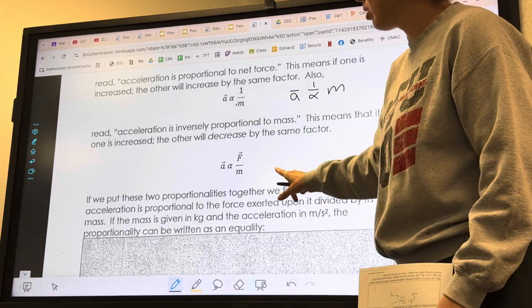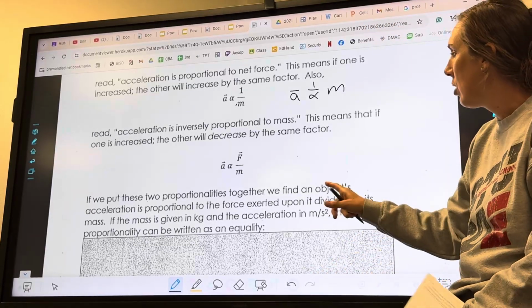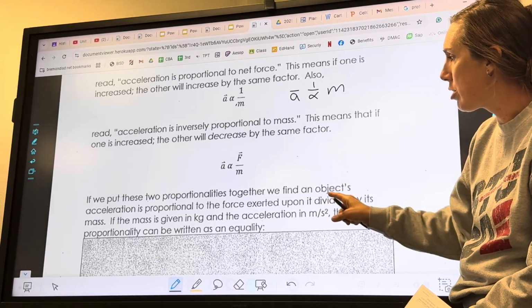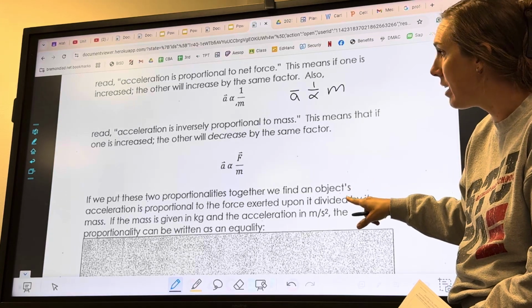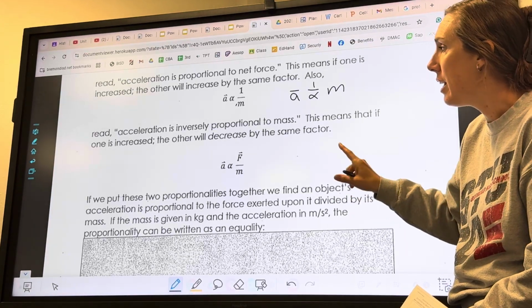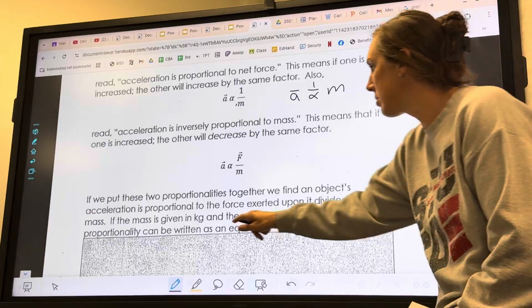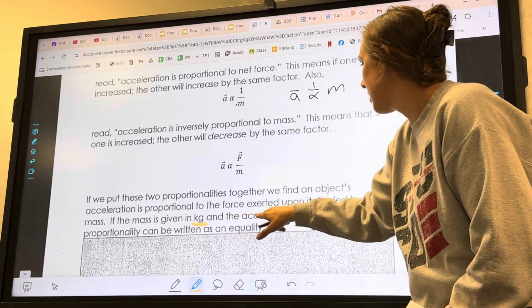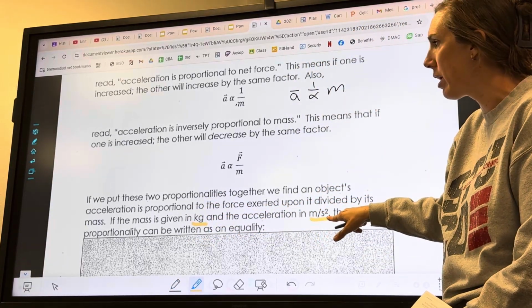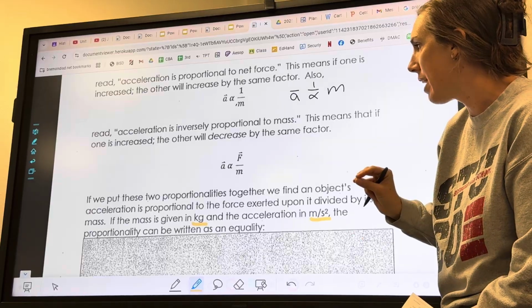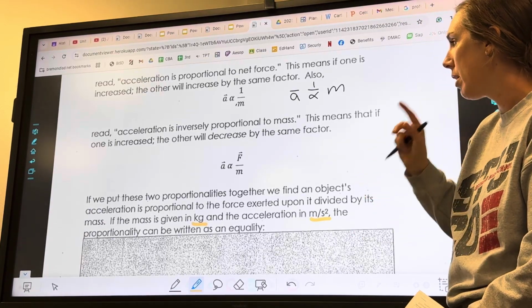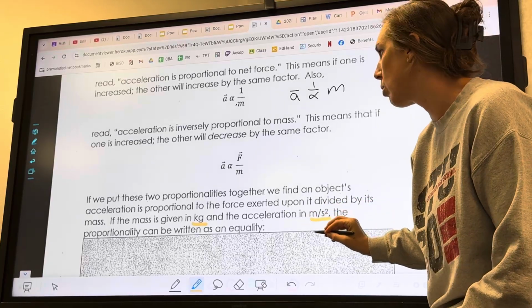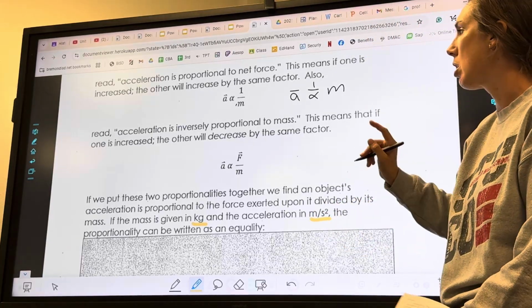And when we put them all together, acceleration is proportional to the force exerted upon it divided by its mass. If the mass is given in kilograms and the acceleration is in meters per second squared, the proportionality can be written as an equality, okay? And it's going to be the force is in newtons. Okay, we'll talk about that.